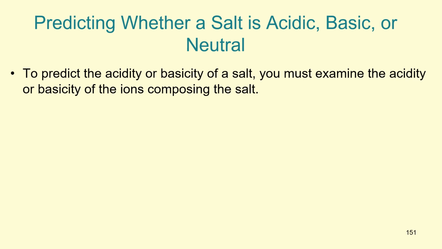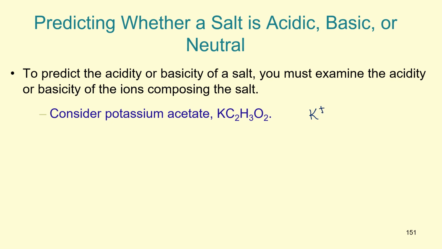So then you have to examine both ions. Let's look at this one. This is potassium acetate. We consider the potassium, and we know potassium comes from one of the 6 strong bases, so we can ignore it. Acetate, however, comes from acetic acid, and because it comes from a weak acid, it itself is basic. So the K is neutral, and the acetate is basic. So this salt will be basic.